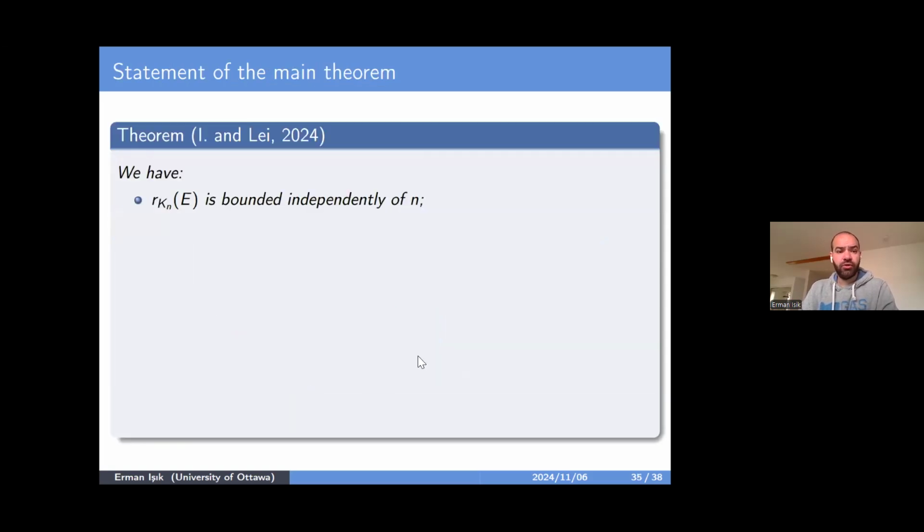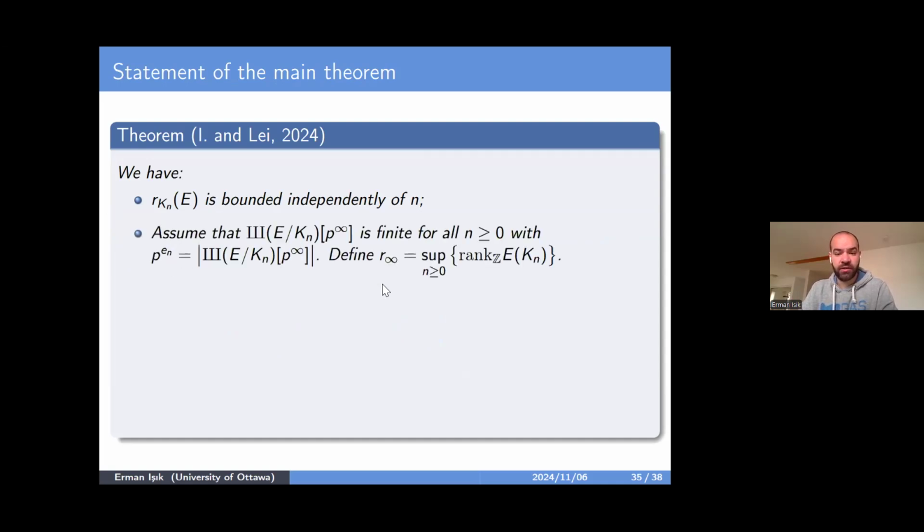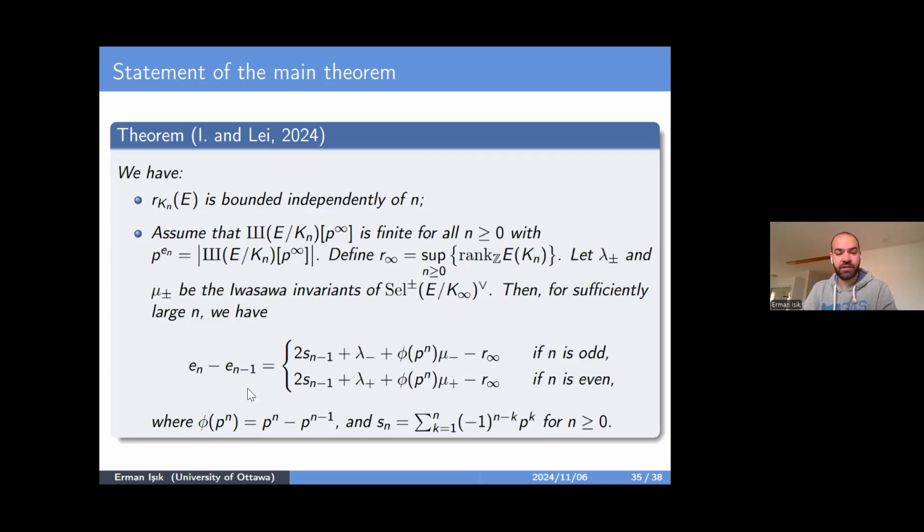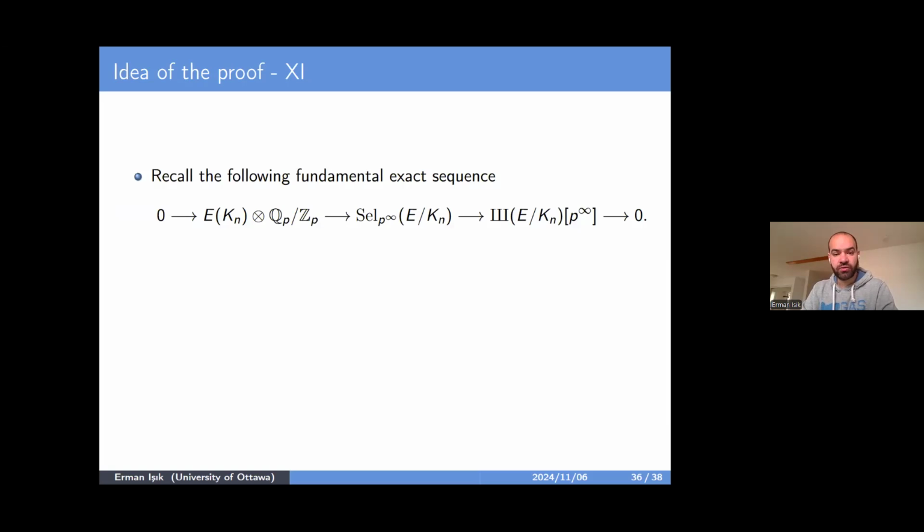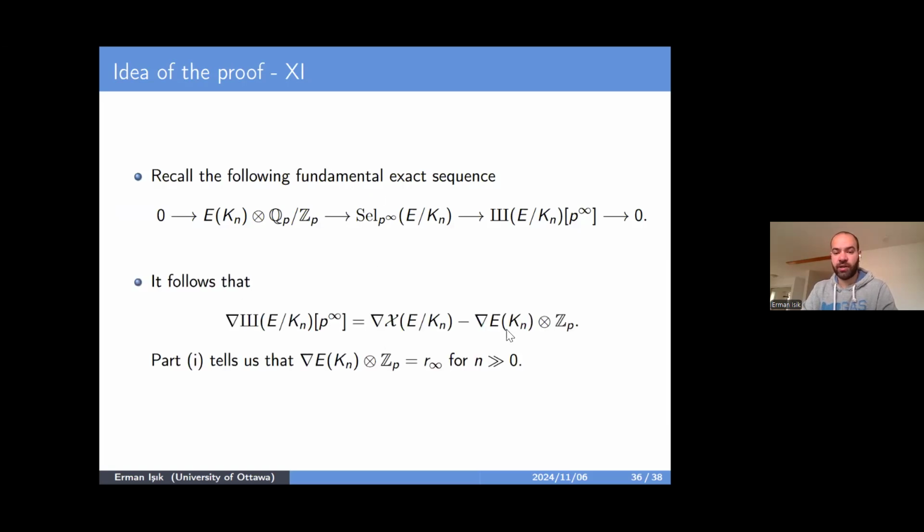So let me remind you the statement again. The Kobayashi rank is bounded independently of n. And if we assume the finiteness and define these things, the difference here regarding the size of the Tate-Shafarevich groups is given by this formula. And the idea was to use this fundamental exact sequence, obtain that using the Kobayashi property of Kobayashi rank, and calculate this bit here, which leads to the theorem, basically.